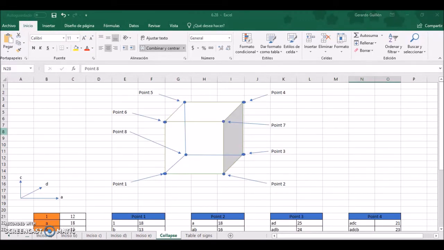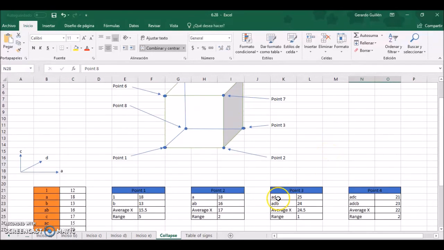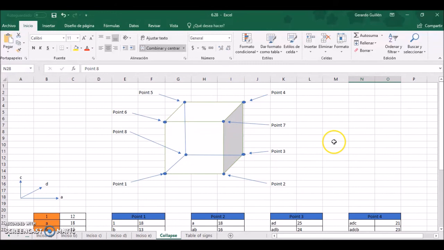First, we should state our reference, and once we do that, we can start pointing the values. My origin always is 1, and because this one goes to the right, this one is going to be the A. The C goes up, so that point is going to be C, and the D goes in this direction, so this one is going to be D. And for example, if this intersects over here, point 3 is going to be AD. Point 4 is going to be ACD because it intersects A, C, and D. And so on with all the points.